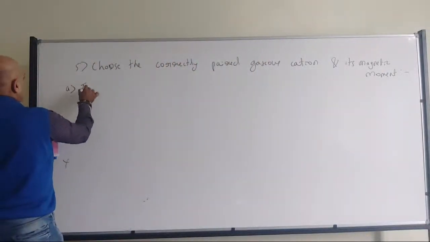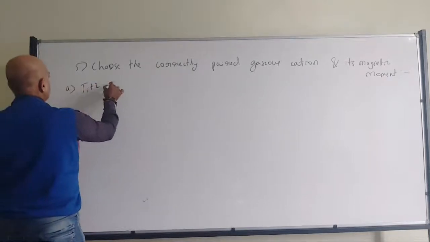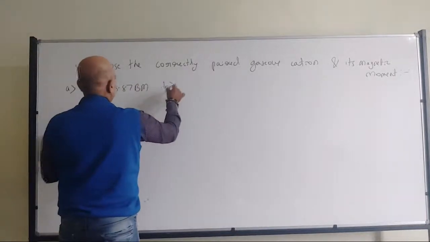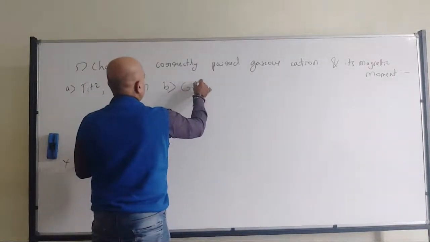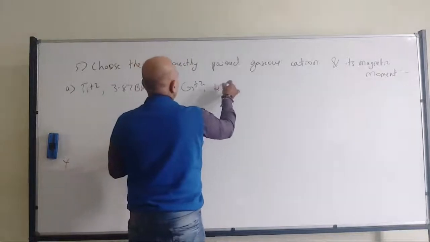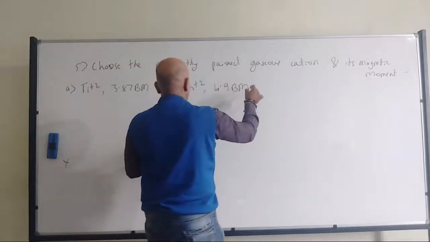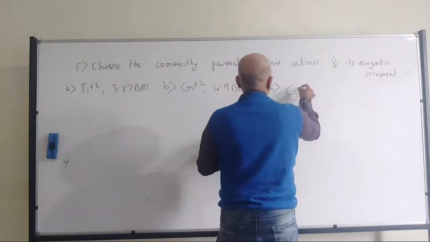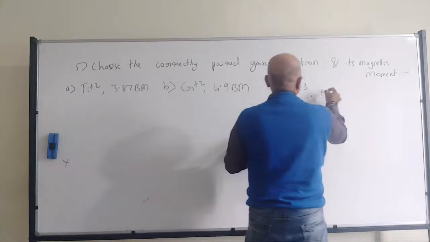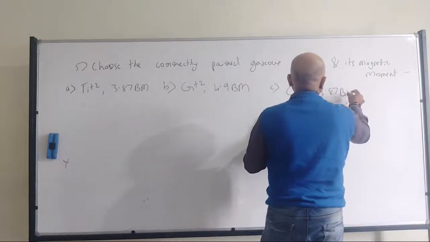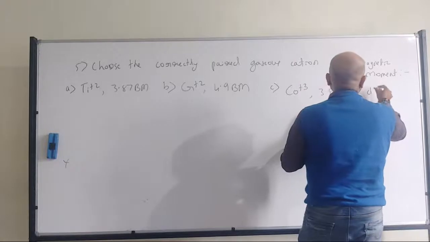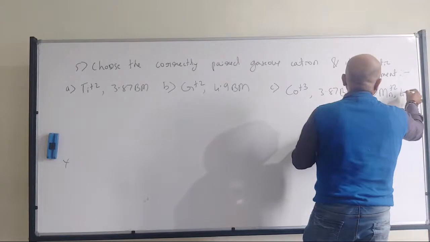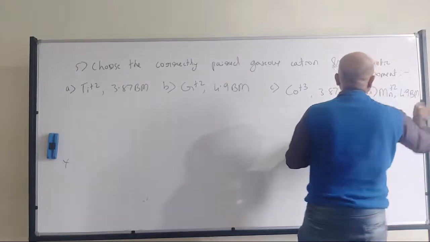Option A, titanium plus 2, 3.87 Bohr magneton. Option B, chromium plus 2, 4.9 Bohr magneton. Option C, cobalt plus 3, 3.87 Bohr magneton. And the last one, manganese plus 2, 4.9 Bohr magneton.